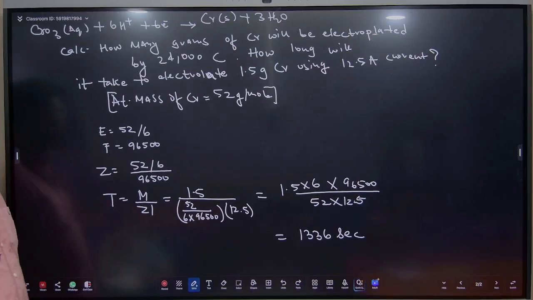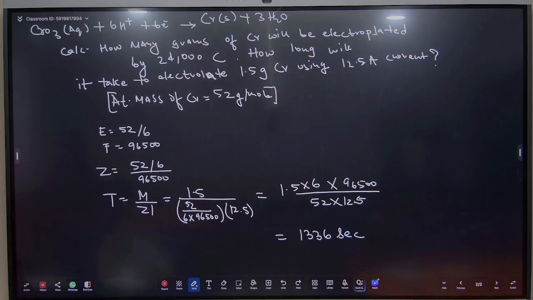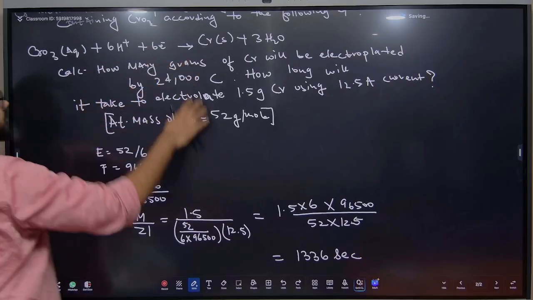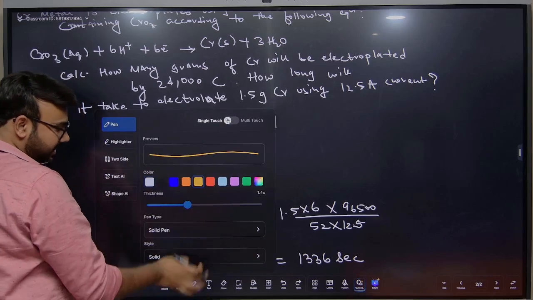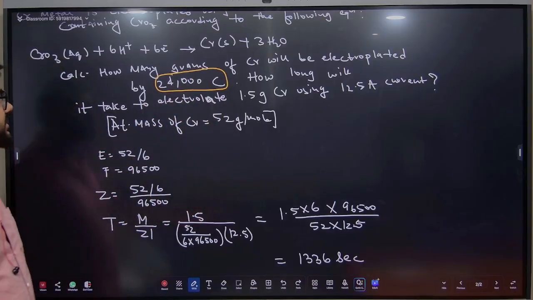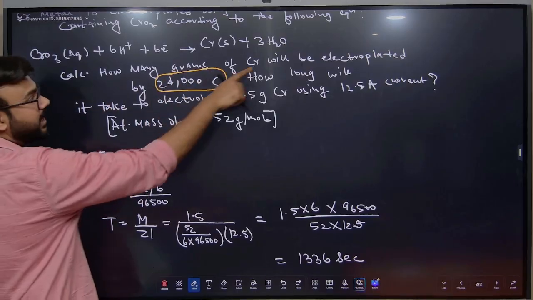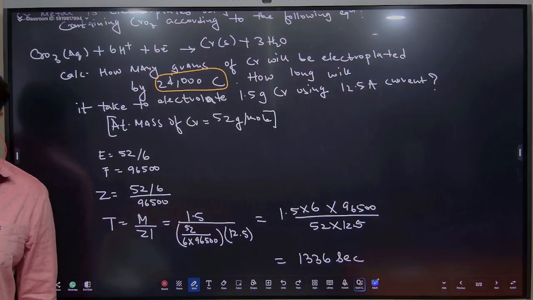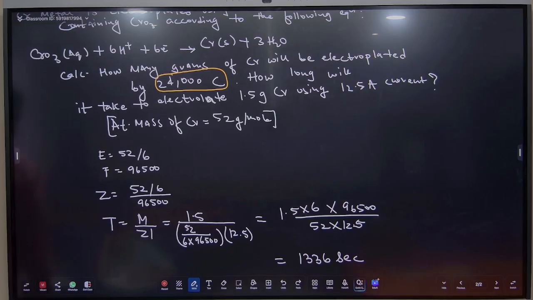But this is only one part of the question you have solved. You scored 2 marks. Now how will you get 1 more mark? This question had 2 parts, right? Time you got it. But see what else they have asked. If you have used in place of 96,500 only this much, then how many grams of chromium will be electroplated in that case. So they have changed the F value. In place of 96,500, they have used 24,000. Then tell me what is the mass. Do it now.